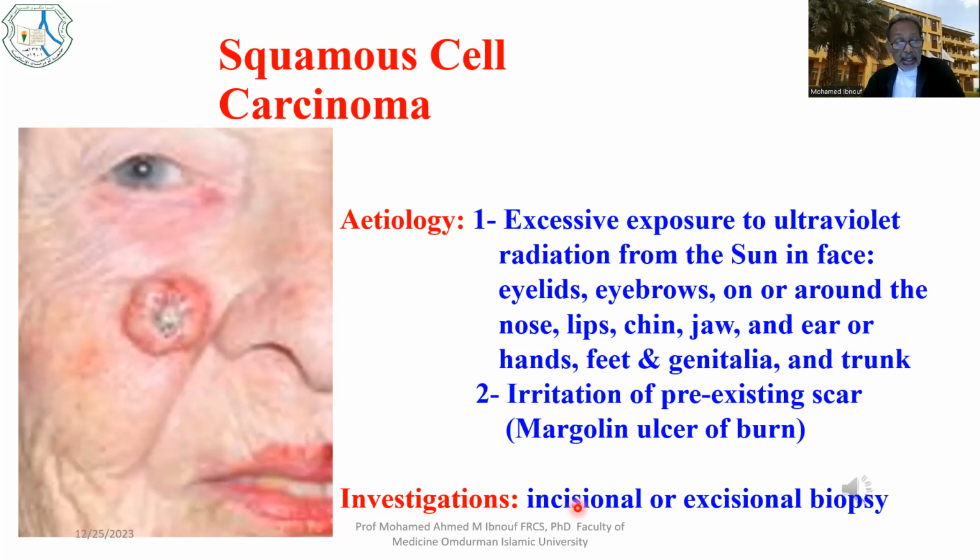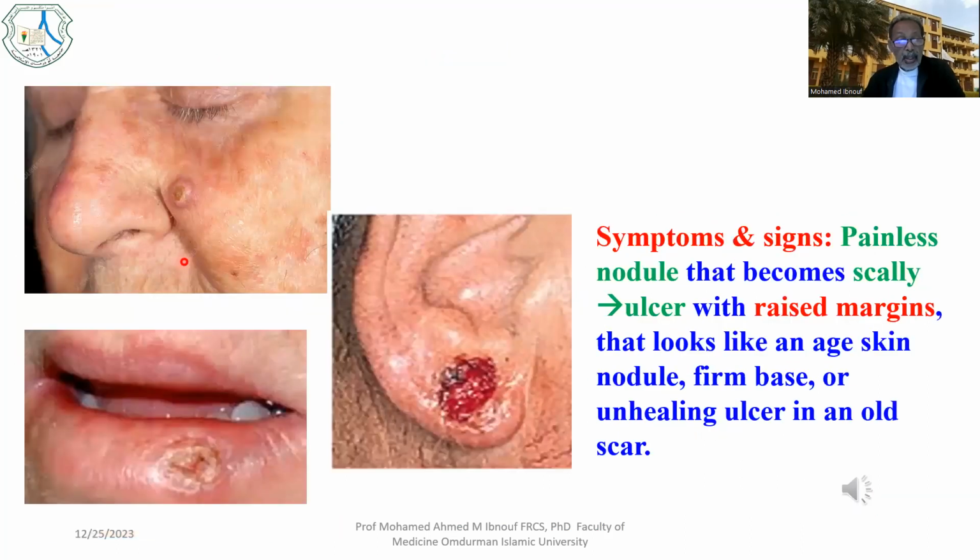In investigations, usually we take part of the ulcer as an incisional biopsy, or we take the whole ulcer with a safety margin, and we call this excisional biopsy. Now, the symptoms: it could be a painless nodule or scaly, and then it ulcerates. It can have raised margins, or it looks like an edging nodule in the skin of an elderly person. It has a firm base, and it could be an unhealing ulcer in the sun-exposed areas. This is it here, here in the ear, and here in the lower lip.